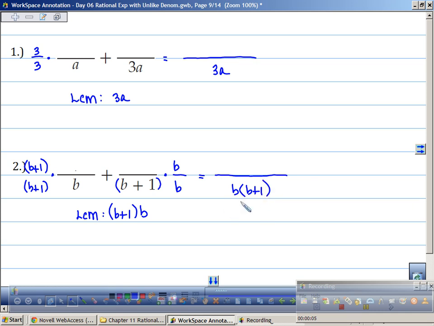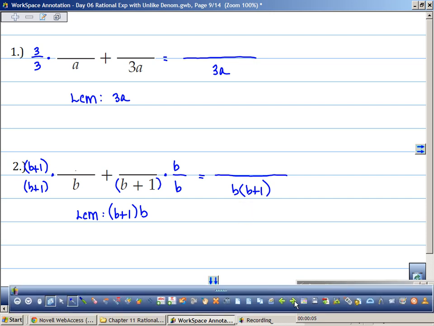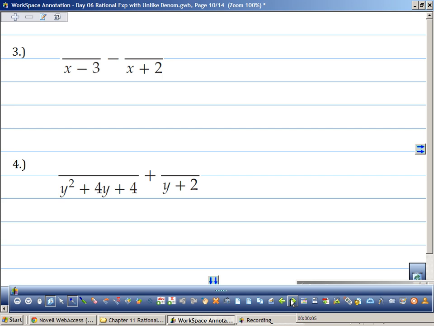It doesn't really matter which one I put in front, right? What property tells me it doesn't matter which one I put in front? What property in math? Commutative. Good. All right, let's move on.